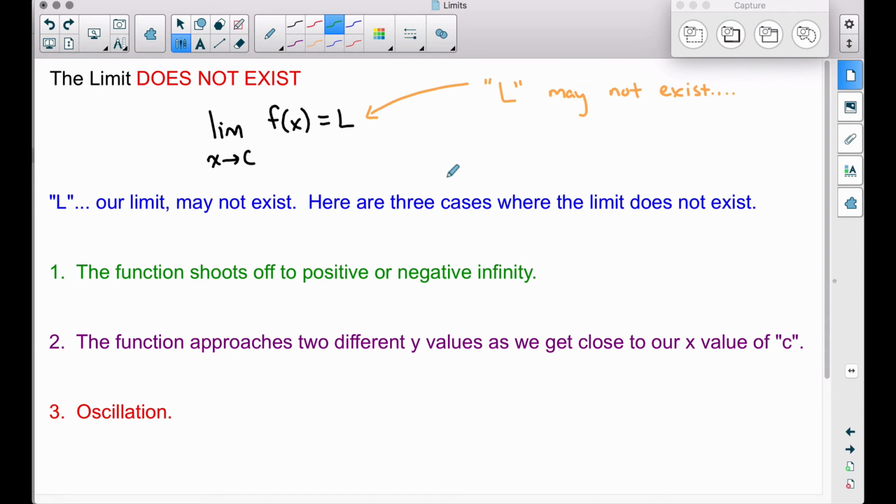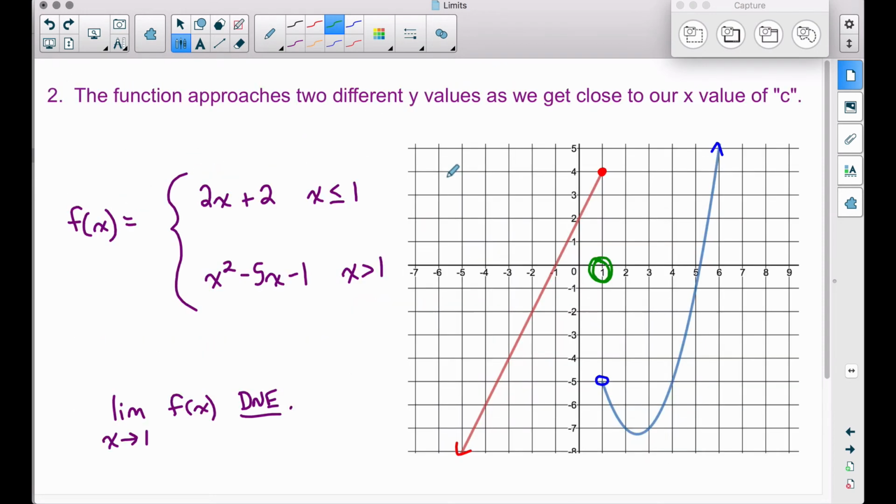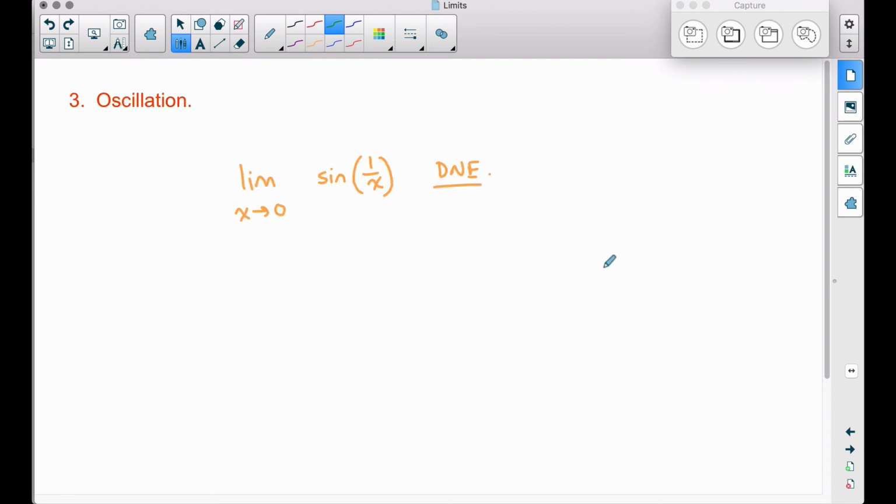So there you have it, 3 examples of when a limit may not exist. The 3 cases here were when we shoot off to positive or negative infinity, we approach two different y values as we get close to our particular x value, or we have the oscillating function like we saw over in Desmos. And that's it for this video.